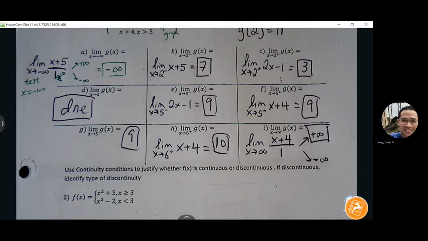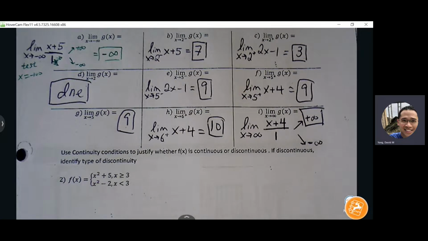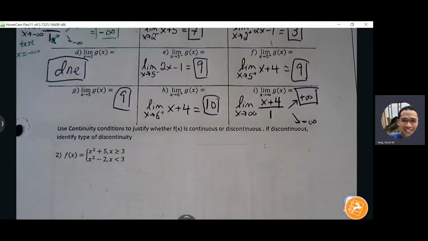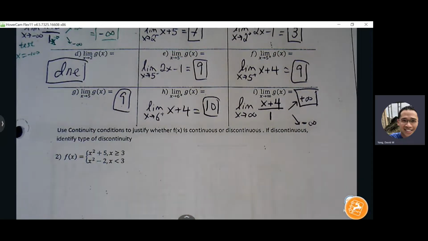Okay, questions? Okay, for 2 and 3, the direction says use continuity conditions. So we just have to step through continuity conditions, and it's nice to have that structure for all these problems. You just step through it, okay? But for 2, after we step through continuity conditions, we'll see if it passes or fails. If it fails, we will determine where it failed and identify what type of discontinuity it is.